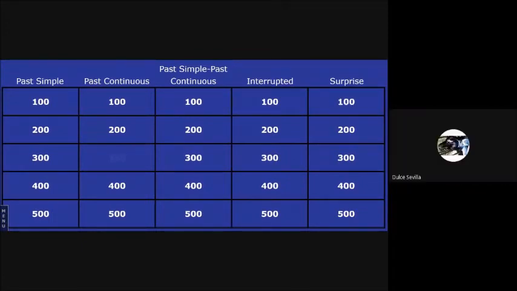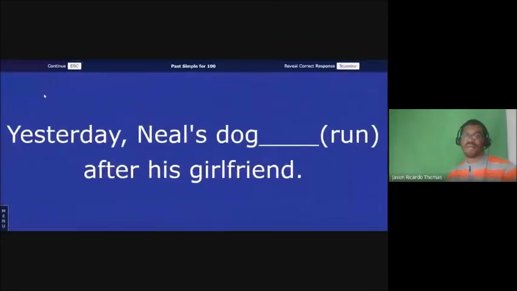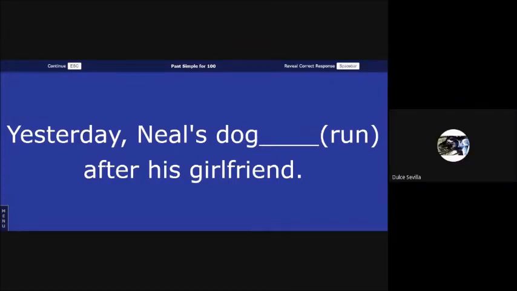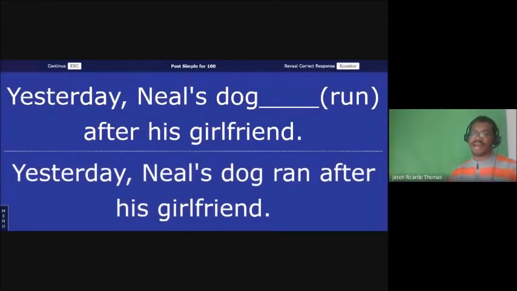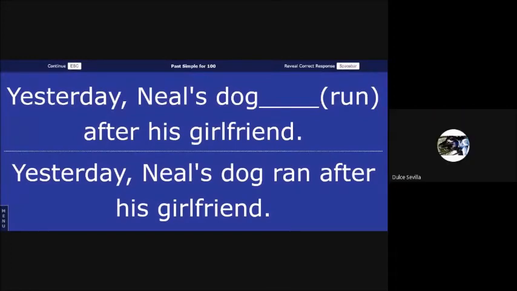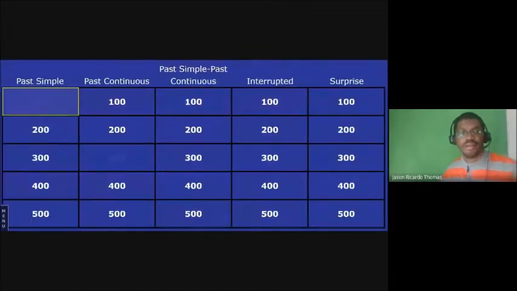All right. Next one. Dulce. 100, the past simple. Past simple. All right. Try to remember your irregular verbs and how to conjugate them. Yesterday, Nils' dog. Past of run is ran. All right, repeat. Yesterday, Nils' dog ran after his girlfriend. Good. All right. Next one.